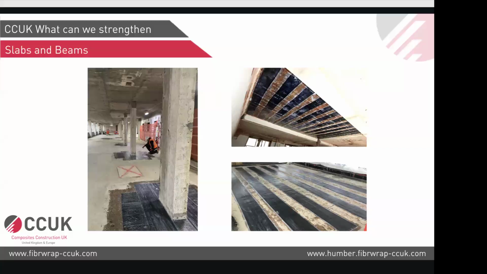Up to an extent, you can also strengthen slabs for punching shear. As you could see here, this is done in the Manchester project, where we strengthened all the column heads with carbon fiber to increase their punching shear resistance.